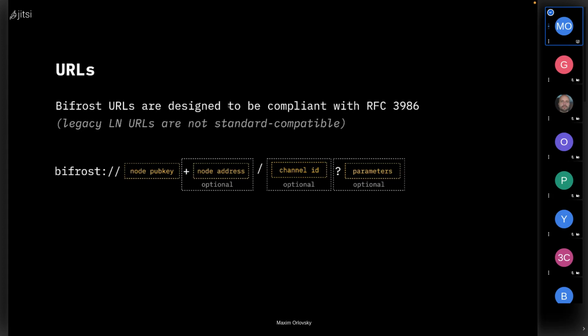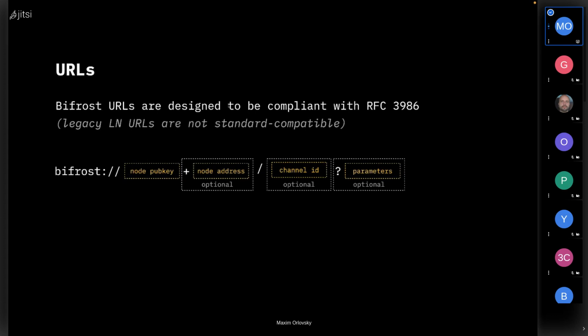Then we will have a node pub key as a required part, followed by an optional node address. And the node pub key will be separated from the node address using the plus sign. Why plus and not the at sign, as in the Lightning Network URLs today? You know that today you can specify the address of a Lightning node by putting the Lightning node pub key, at sign, and then the IP address or Tor address.